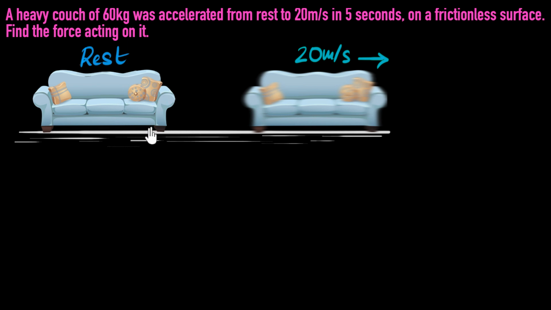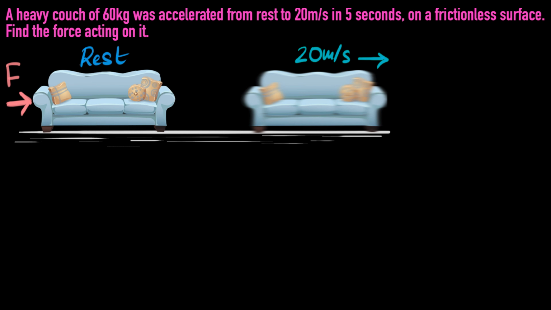Why should there be a force? Well, because we are speeding up this couch. It's going from rest to motion. And to do that, somebody must push on it, right? And so somebody should be pushing on it to the right. I'm pretty sure you can visualize this, right? And that's what we need to calculate. We need to calculate with what force someone is pushing this couch.